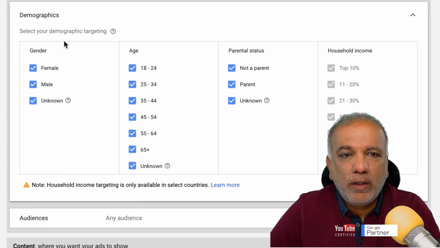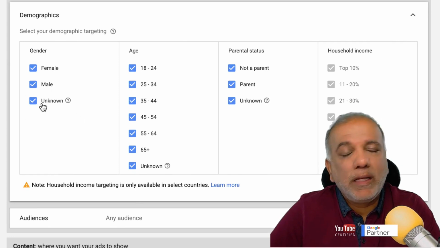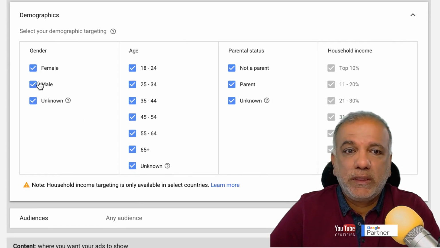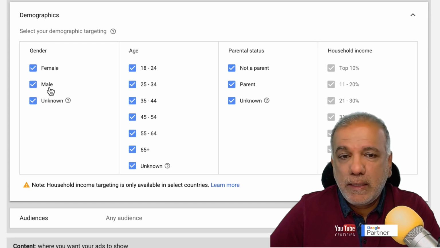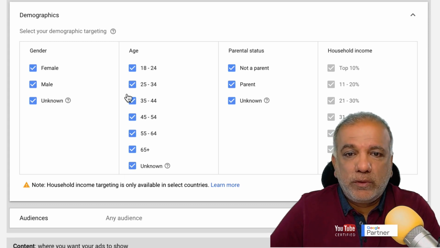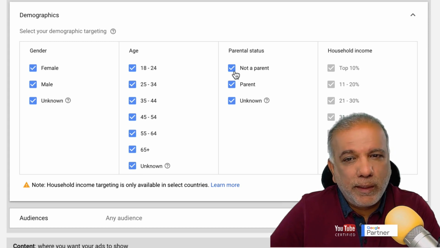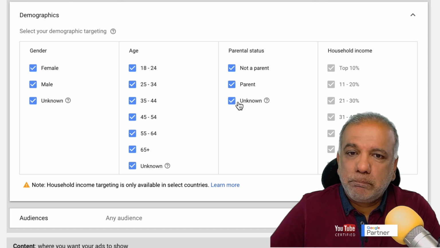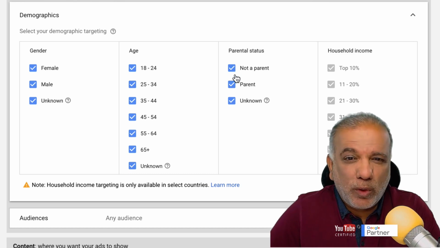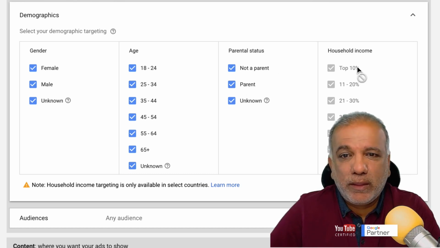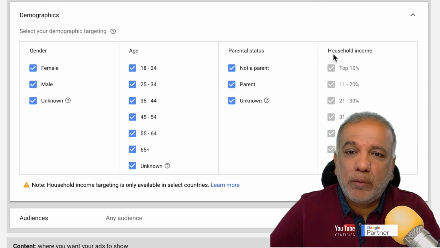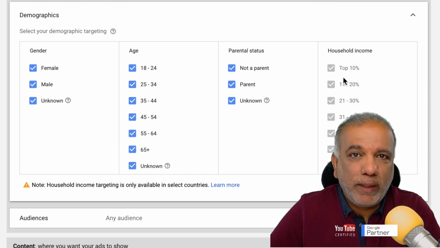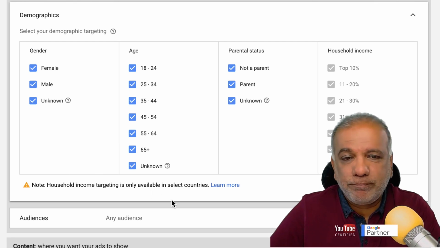Once you've written the ad group name, then you set up your demographics, whether you wish to target male, female, unknown. I tend to keep all of them unless that product or a service is for either males or female. Choose your age group. Parental status I don't bother much with because I'm not sure how accurate the data is, and also with the household income, although that is only available in a few countries, as you'll see over here.